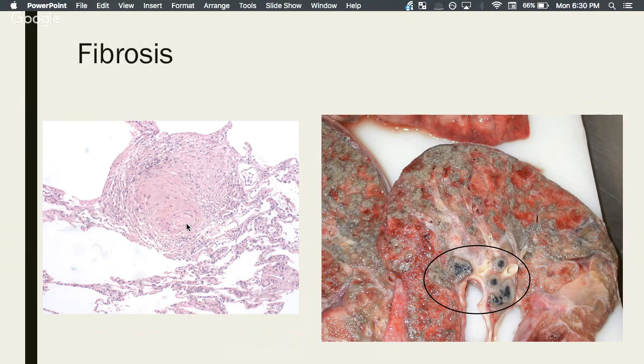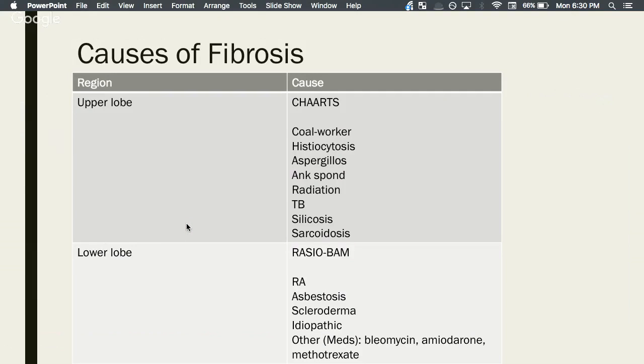But essentially, we're talking about fibrosis and interstitial lung disease. The causes of fibrosis can be split up into your upper and lower lobes. And I'm not sure whether you guys have covered this before, but this is something that I've definitely never memorized. So you can break it up into a mnemonic, so CHARTS, RAIN, BAM, which makes no sense whatsoever. So I don't know how the mnemonic helps.